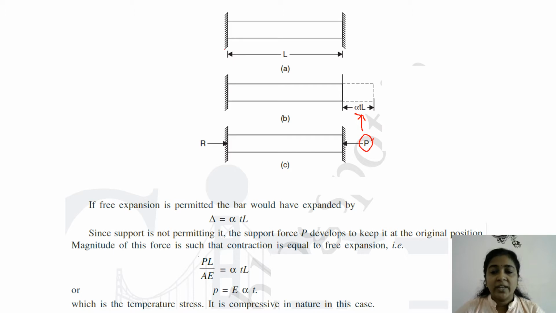From this we can obtain the expression for the temperature stress. As you know, the stress is given by force by area, and from this P by A, which is represented as stress small letter p, is equal to E alpha T. This gives the expression for the temperature stress due to a change in temperature T, where E is the modulus of elasticity of the material, and alpha is the coefficient of thermal expansion.